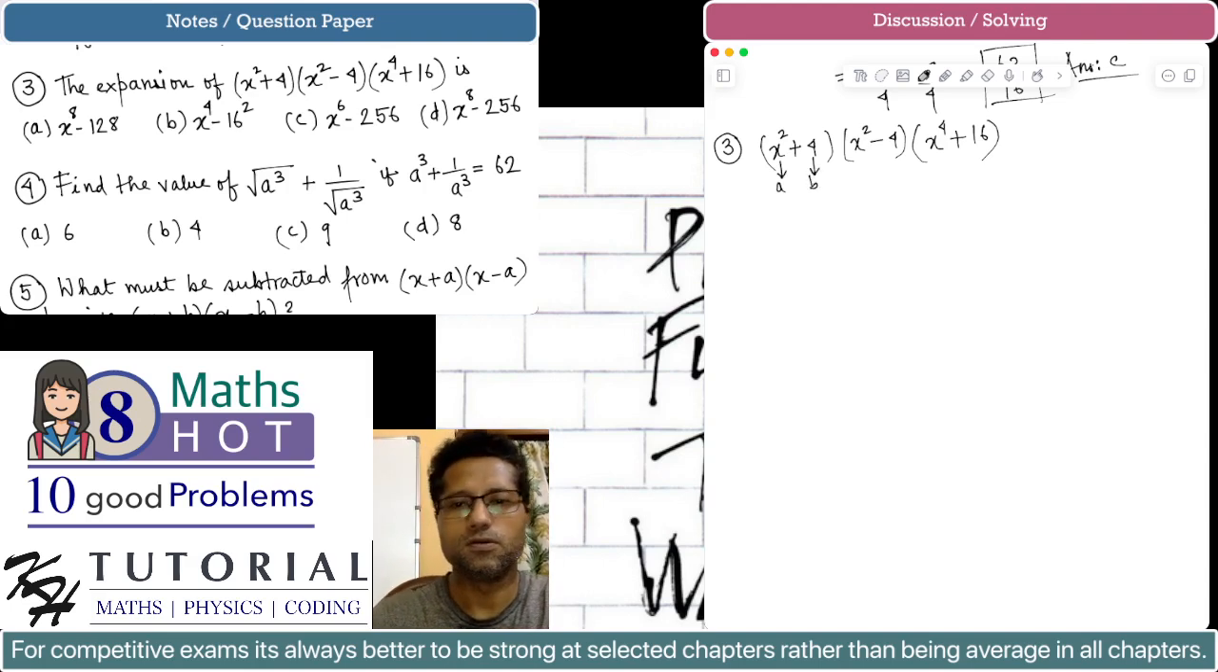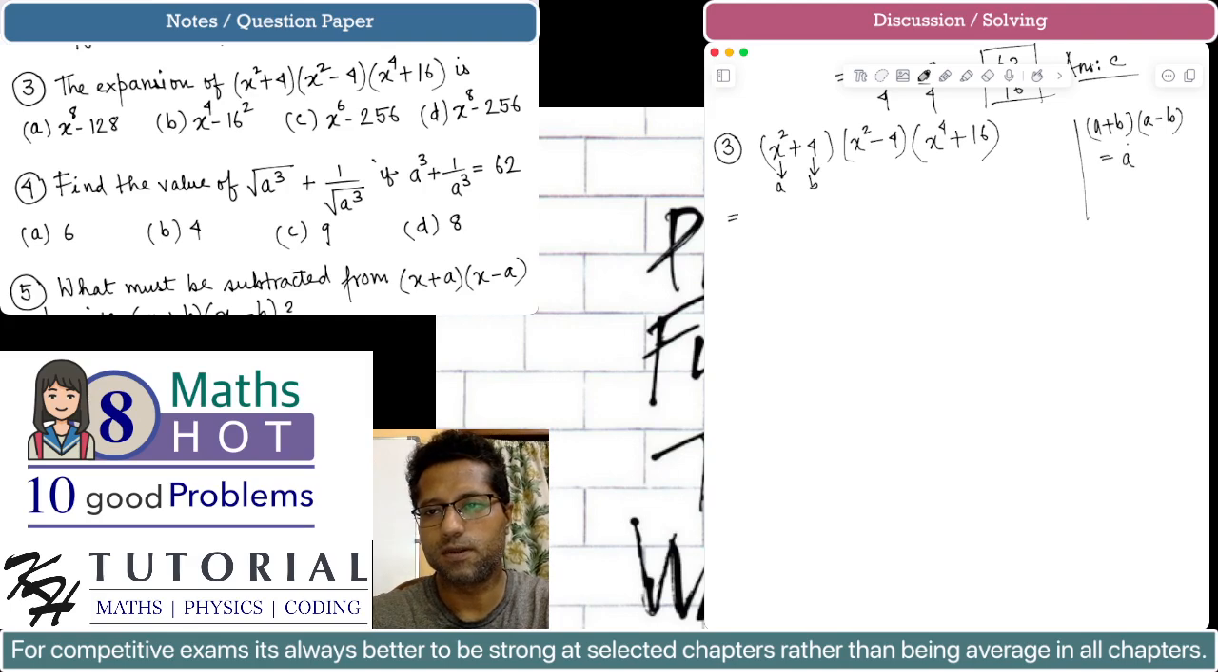So this will be equal to a square, we know that (a plus b) multiplied by (a minus b) is equal to a square minus b square. Applying this identity, the product of the first two algebraic expressions, that is x square plus 4 multiplied by x square minus 4, will be (x square) square minus 4 square, and this we have multiplied by x to the power 4 plus 16.